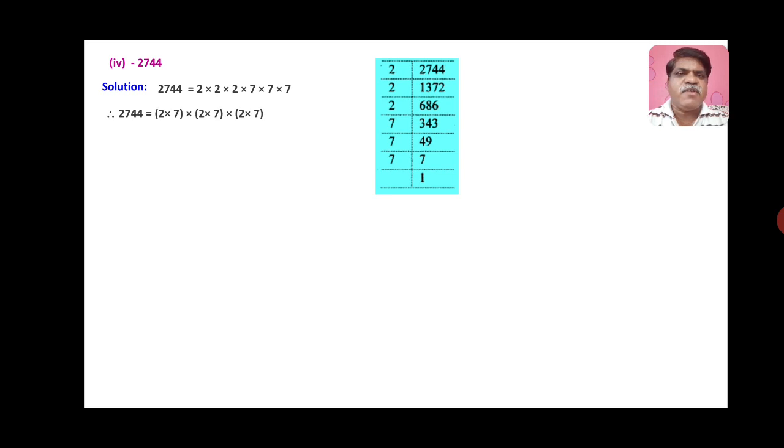Therefore 2744 is equal to 2 into 7, 2 into 7 and 2 into 7, 3 times. Therefore you can write 2744 is equal to 2 into 7 raised to 3, which will be 14 raised to 3. Therefore minus 2744 is equal to minus 14 raised to 3. Therefore the cube root of minus 2744 is equal to minus 14.